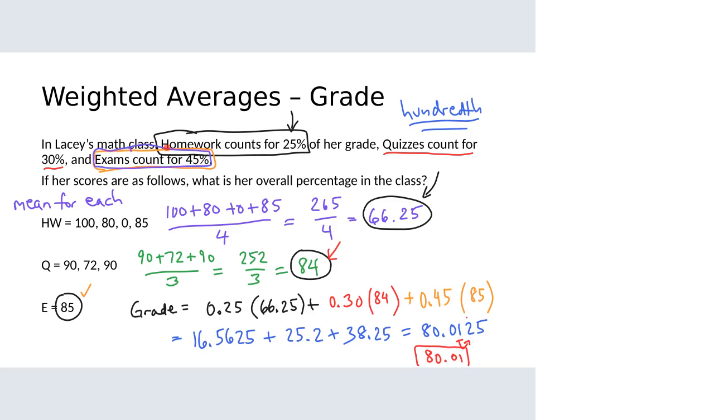Exams count for the most significant portion. They carry the most weight. Quizzes are next, and homework is the least. And if you look at that, you can kind of see that 85, 84, and 66, well, she still ended up with a pretty good grade here. That homework didn't pull her down that much because it was only 25% of her overall grade. So because it carried the least weight, it didn't have a tremendous negative impact.